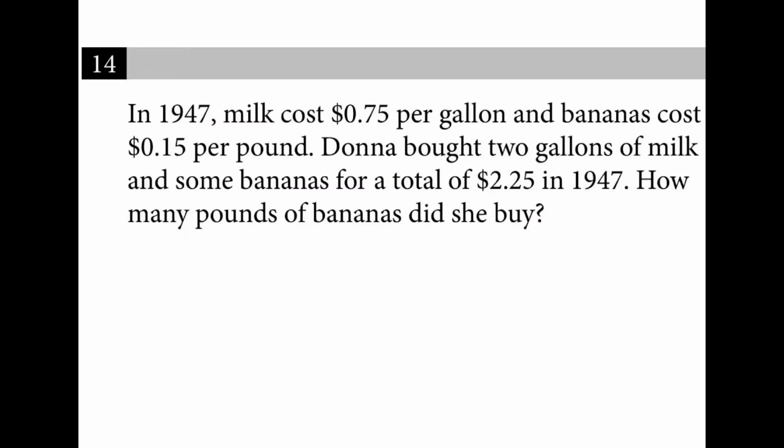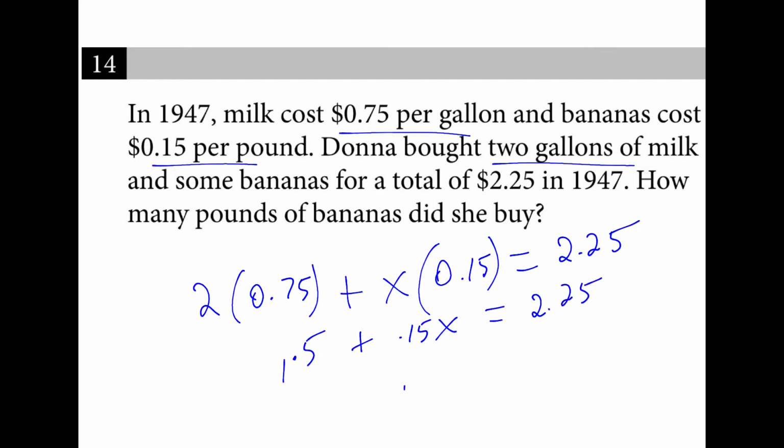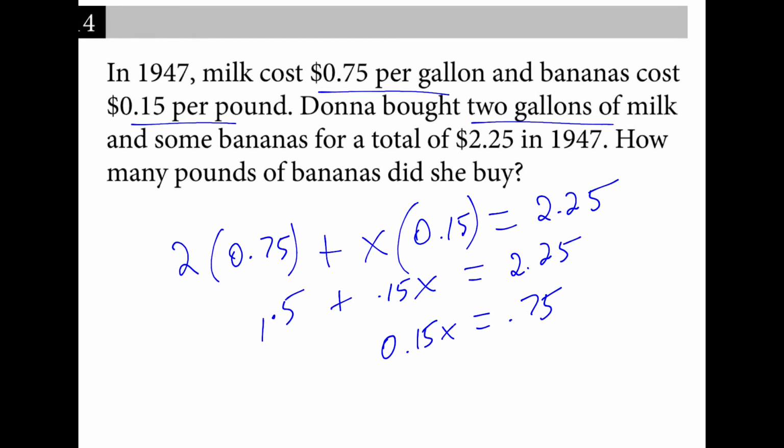In 1947, milk cost this much per gallon, bananas cost this much per pound. If I bought 2 gallons of milk and some number of bananas for a total, how many did you buy? So 2 times 0.75 plus some unknown number of bananas times 0.15 is equal to 2.25. 1.5 plus 0.15x is equal to 2.25. 0.15x is equal to 0.75. I could multiply by 100 if I wanted to make this 15x is equal to 75. X is 5.